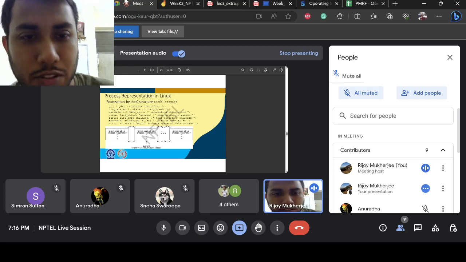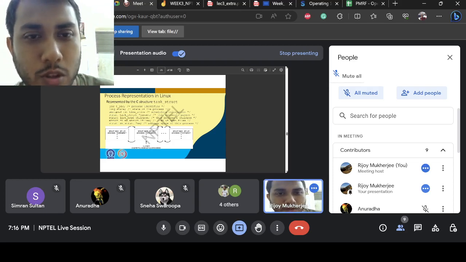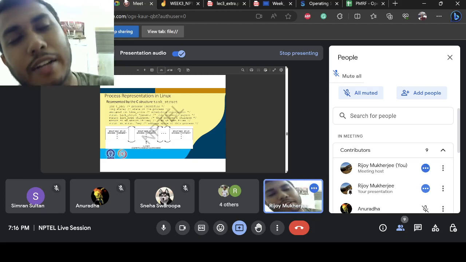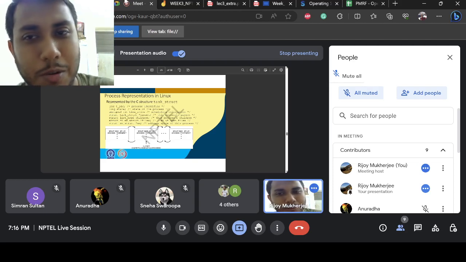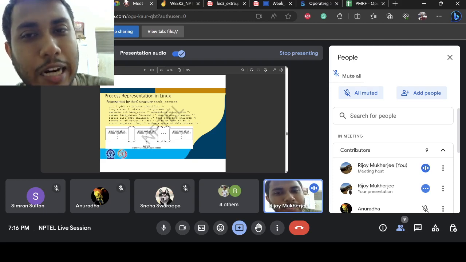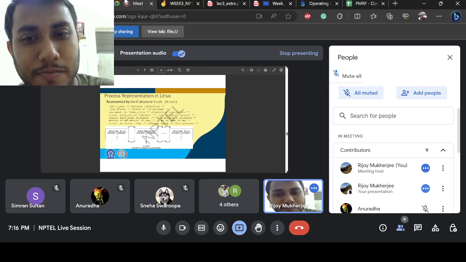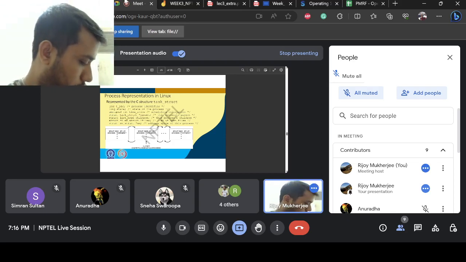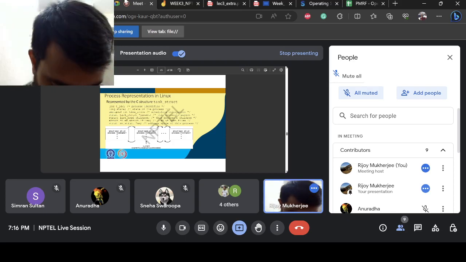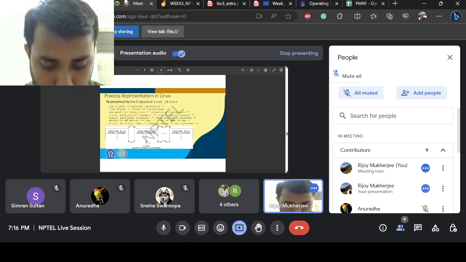So any doubt regarding this structure? Basically this is your PCB. You know what a table is, right? A hash table that you know. So this is basically an entry of that hash table in the context of processes. So any doubt regarding this?